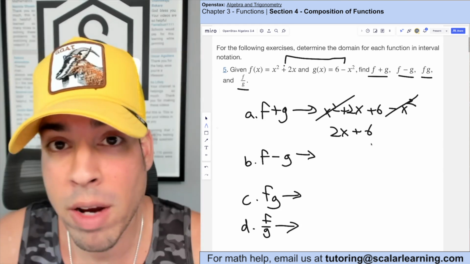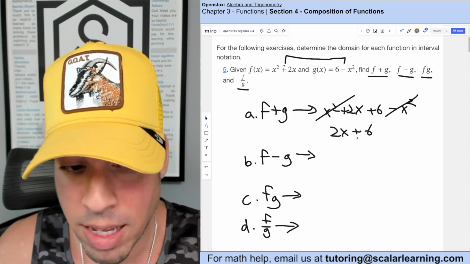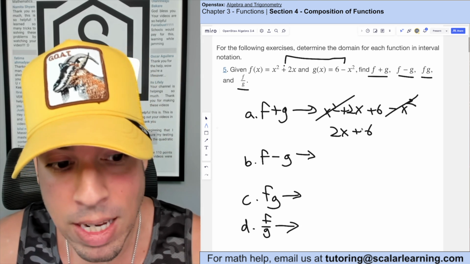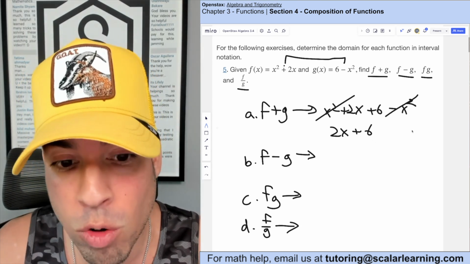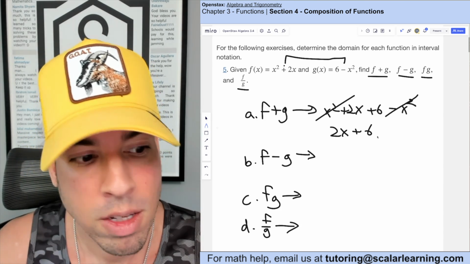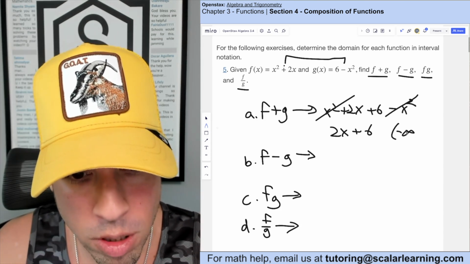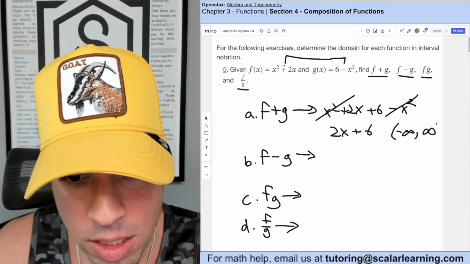Now, are there any problems with x's? Like, is there anywhere we're going to get an even index of a negative or dividing by 0? No, it's a line. It's a linear equation. There's no domain restrictions, which means the domain is all real numbers, aka negative infinity to infinity.